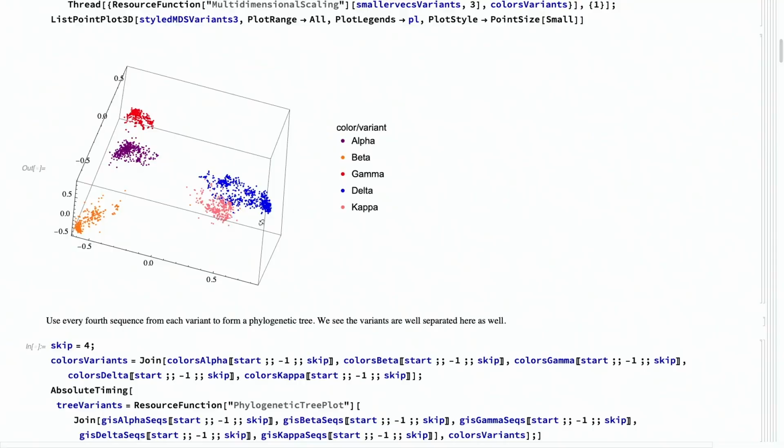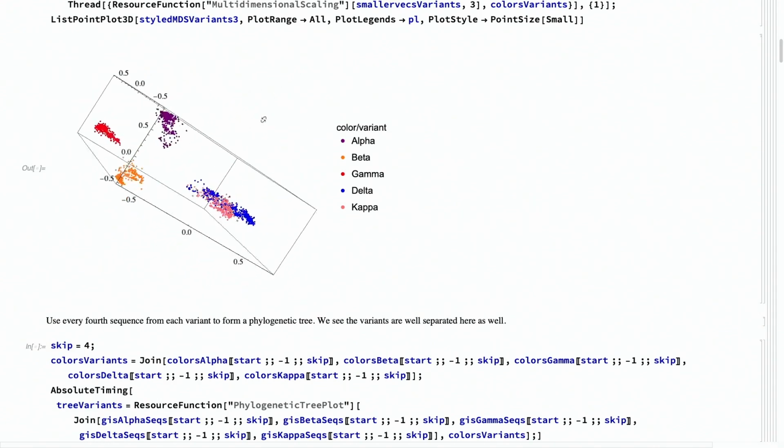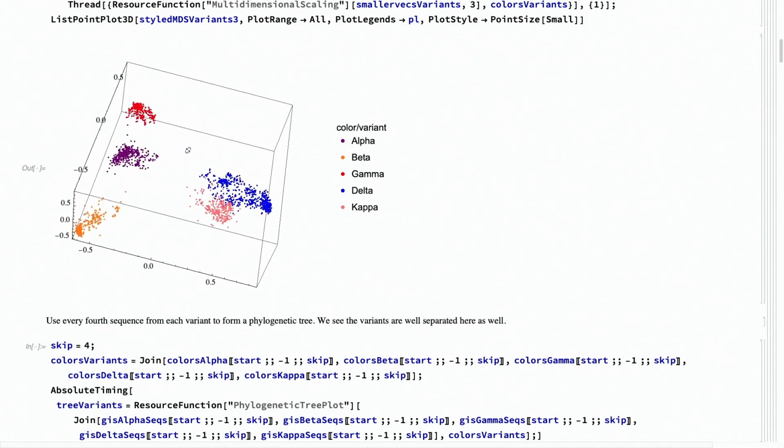And so what we do is project down to 3 dimensions, doing all this signal processing manipulation, and then we plot the points. And what we can see is that the pink kappa and the blue delta are kind of close to one another. I can rotate. And the others are pretty well separated.